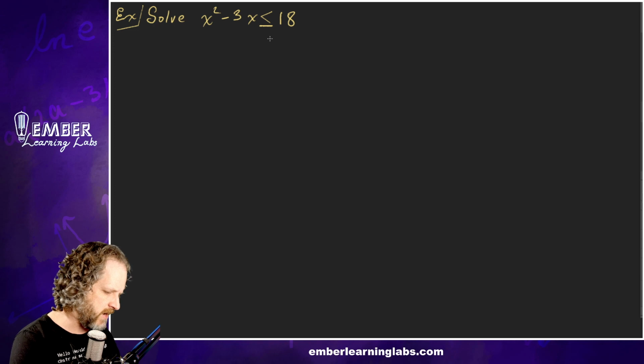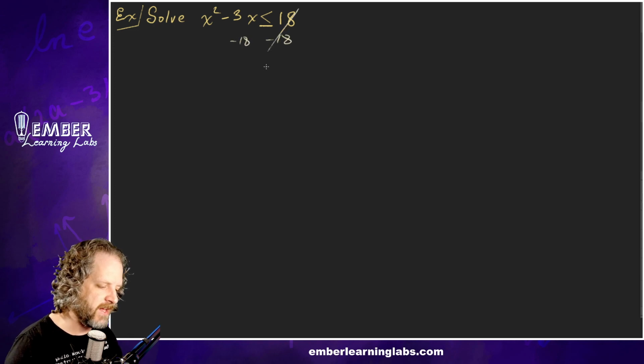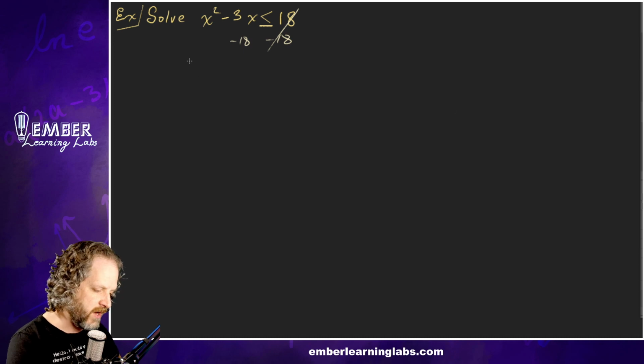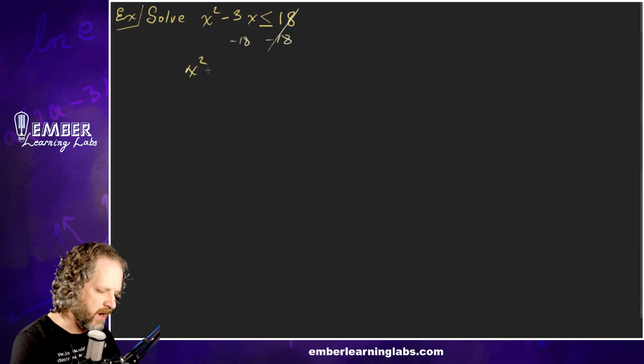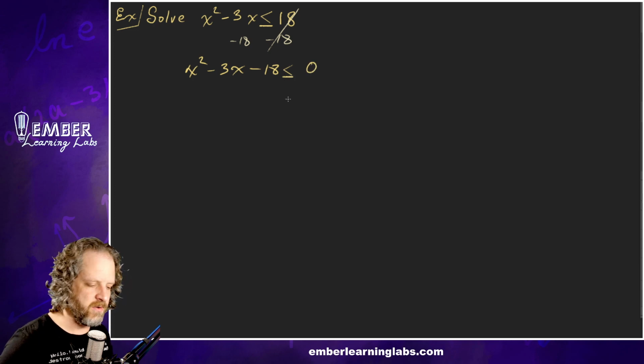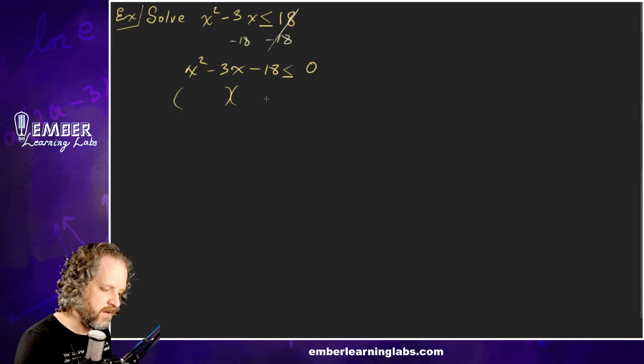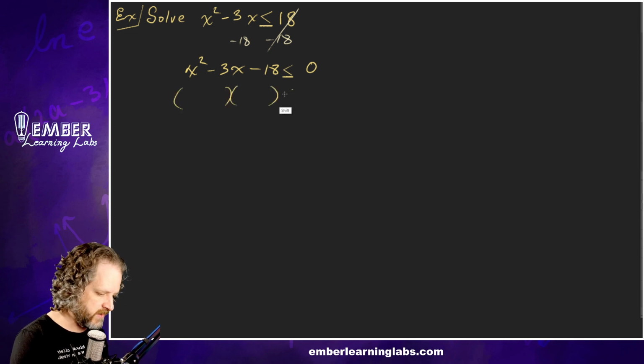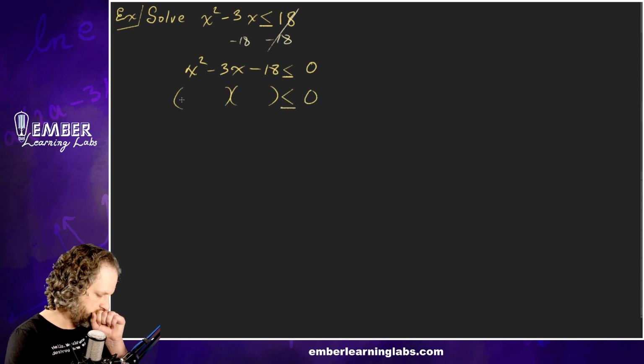So we're going to start by subtracting 18 from both sides. Minus 18, minus 18, that cancels, leaving us with x squared minus 3x minus 18 is less than or equal to 0. Let's hope it factors. Maybe it will. Two sets of parentheses, less than or equal to 0.